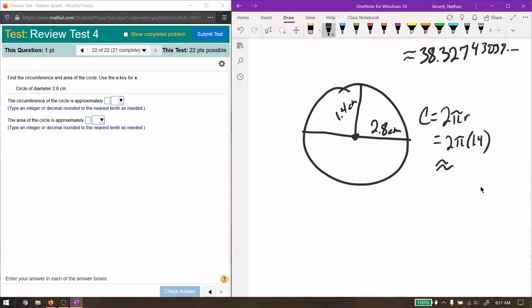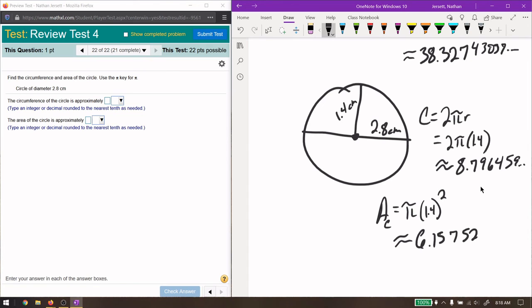That gives me approximately 8.79645 and so on. And the area of a circle is pi times the radius squared. So pi times the radius squared gives us 6.1575216, and it continues.